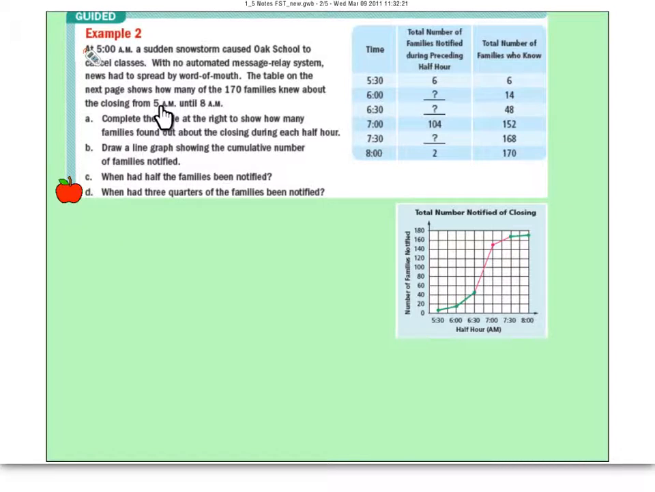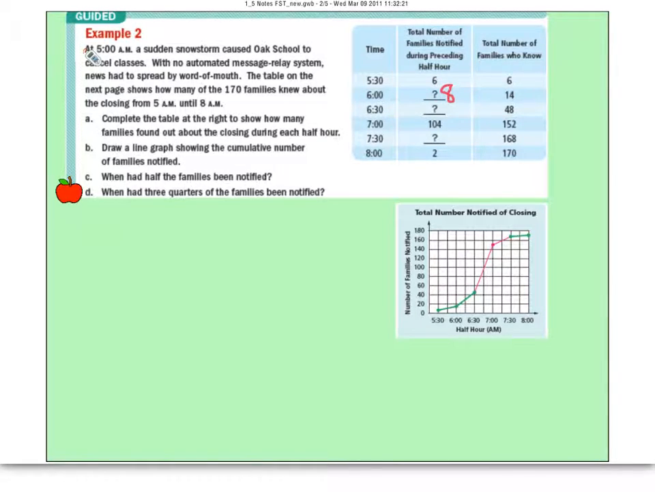And they knew between 5 a.m. to 8 a.m. So the first question again is they want us to complete the table at the right. So if we take a look at this, starting at 5 o'clock and then up to 5:30, 6 families had known, so 6 in total. From 5:30 up to 6 o'clock, a total of families had been 14, so that means there had to be 8 more communicated to at that time slot.